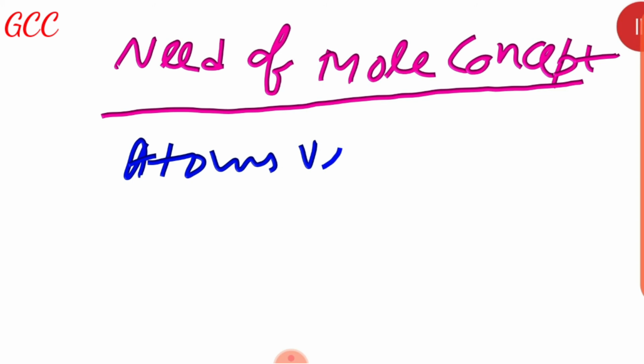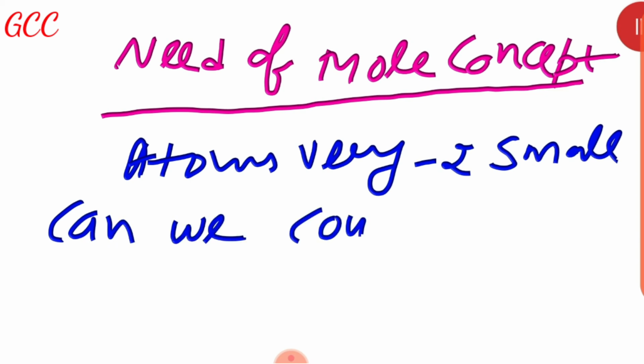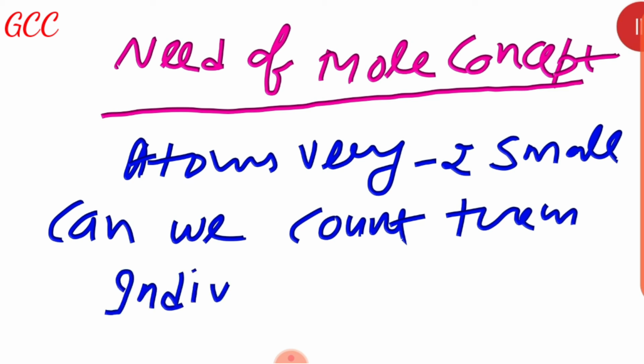Atoms are very, very small. Can you count them individually? Can we count them individually? Yes or no? Tell me, beta. No, we can't count them. It is not possible to count these particles individually. So overall, what we are writing is 6.02 × 10 raised to power 23.